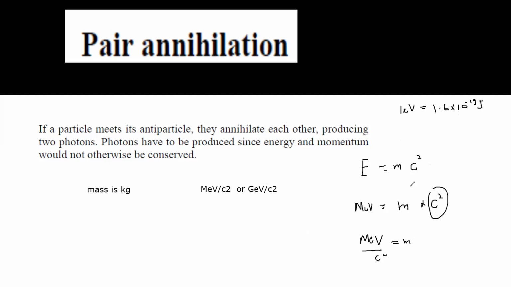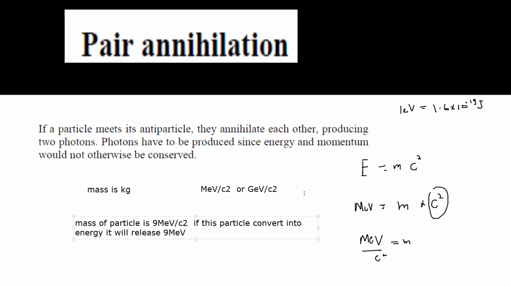What is the significance? Why do we prefer mega electron volt per c square or giga electron volt per c square instead of kilogram? Because this will make our calculation easy. For example, if I say the mass of a particle is 9 mega electron volt per c square, what is the advantage of using this unit? If this particle is converted into energy, it will release 9 mega electron volt.